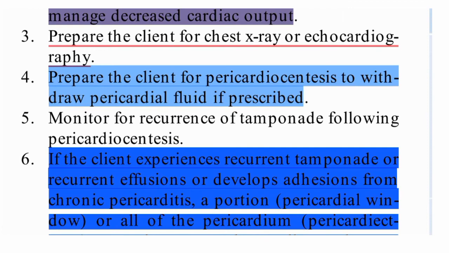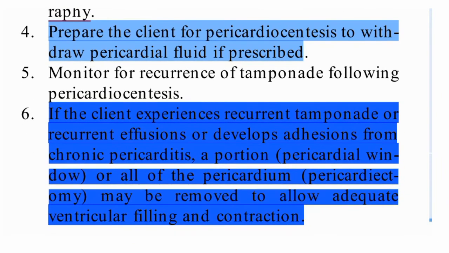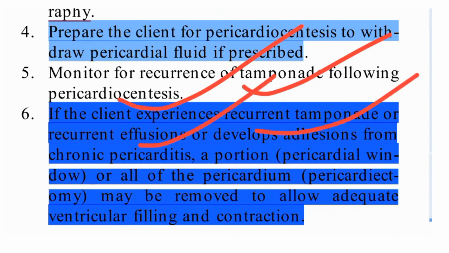Prepare the client for pericardiocentesis to withdraw pericardial fluid if prescribed. So this also we can do. Monitor for recurrence of tamponade following the pericardiocentesis. Okay, so pericardiocentesis also we can do. If the client experiences recurrent tamponade or recurrent effusion, or develops adhesions from chronic pericarditis, a portion of the pericardium may be removed to allow adequate ventricular filling and contraction.